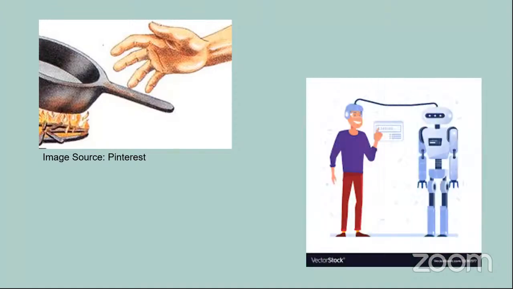By that, we humans learned that if something is very hot, we should not touch it with our bare hand. That's one type of learning. So that is the human intelligence we are talking about. So what happens? Scientists had the idea that we can give this human intelligence to artificial agents.